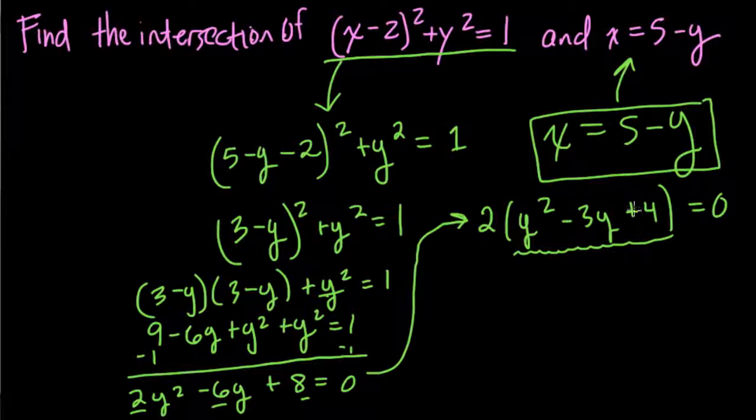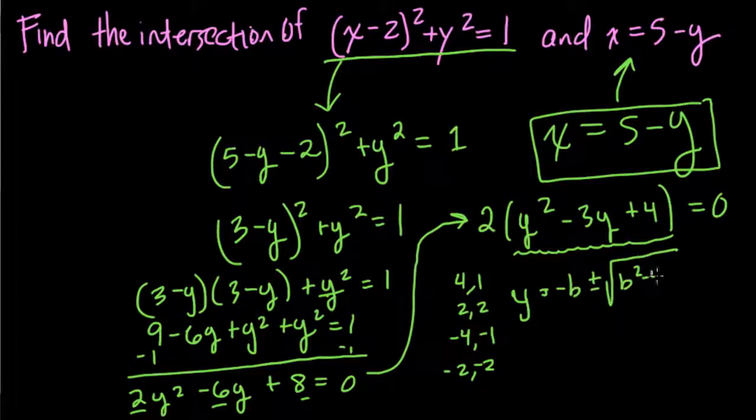So what factors of positive 4 add up to negative 3, right? How do we do that? Well, what are the factors of positive 4? Well, we have 4 and 1, right, and 2 and 2, and also negative 4 and negative 1 and negative 2 and negative 2. And notice that none of these add up to negative 3. So we might want to use the quadratic formula here, right? We know that x is, or in this case, y is equal to negative b plus or minus the square root of b squared minus 4ac over 2a. And we can go through this and solve for y.